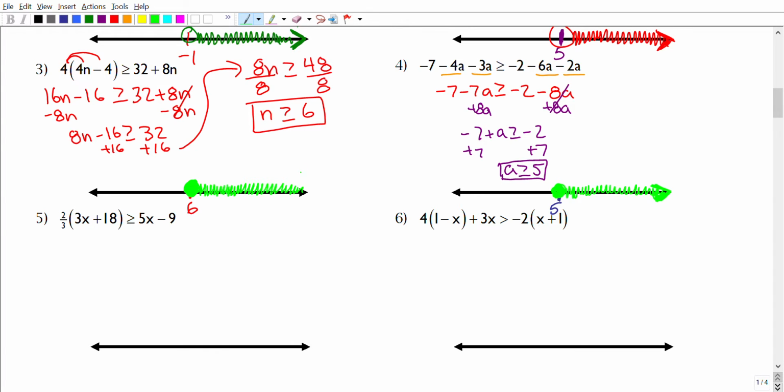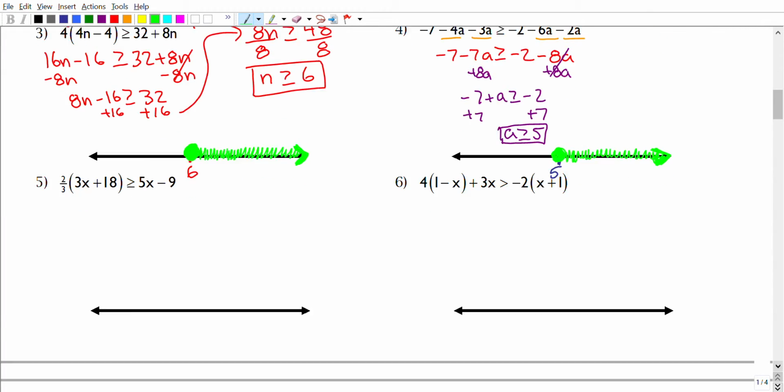X is greater than or equal to positive 6. Okay, cool. So let's go ahead and see how you did for number 5.